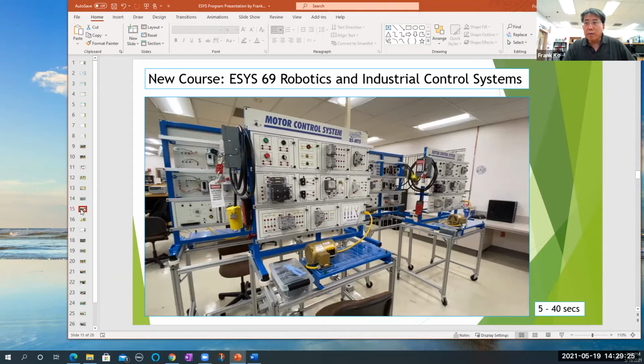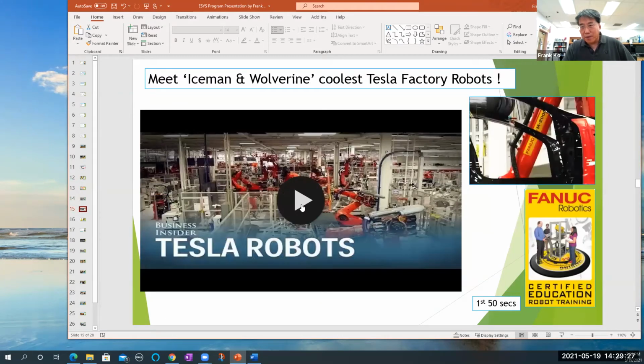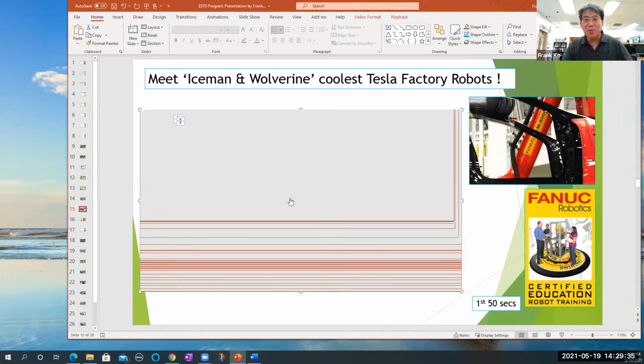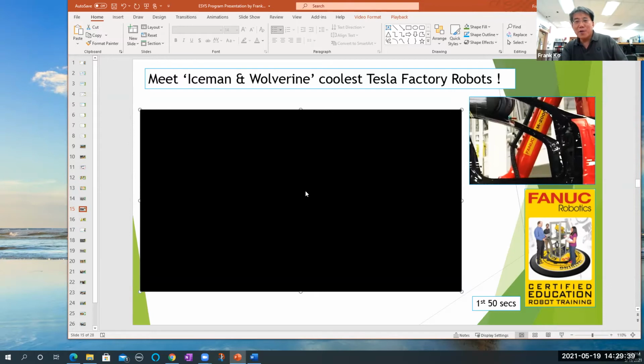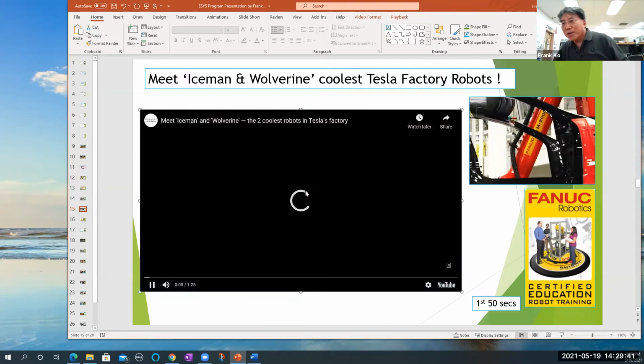And let's go here. This one's really fun. Tesla's our neighbor right down the street in Fremont, and they have a couple of very interesting robots that, let's see if I can share this with you just briefly.